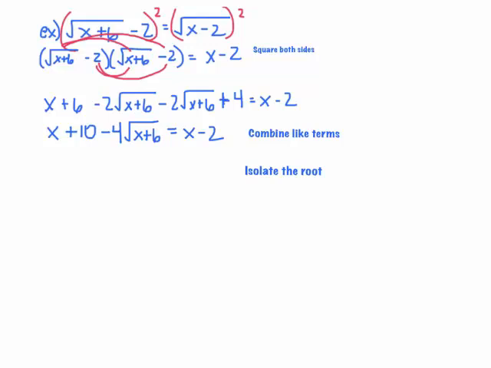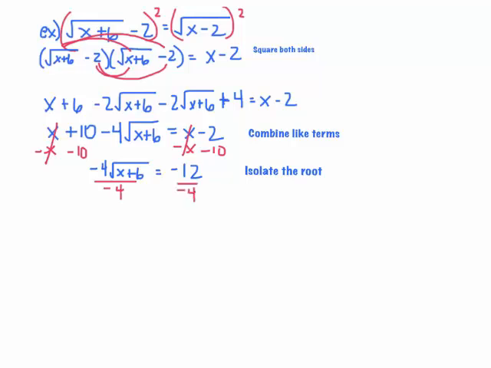Now, just like with any of these, if I'm going to solve for x, the first thing I need to do is isolate this root. So I'm going to get rid of this x, this 10, and this negative 4. So I start by subtracting an x from each side. That actually cancels all the x's that aren't inside the radical. Then I'll subtract 10. So as of right now, I'm at negative 4 square roots of x plus 6 equals negative 12. I'm still not isolated. I have to get rid of this negative 4 by dividing.